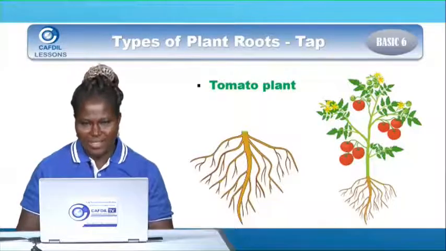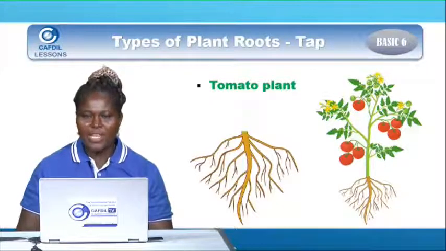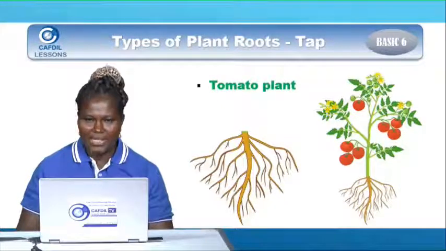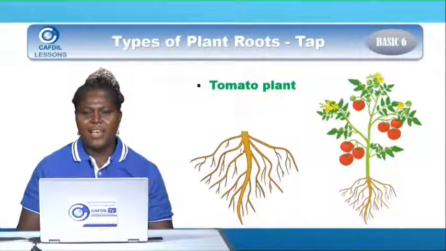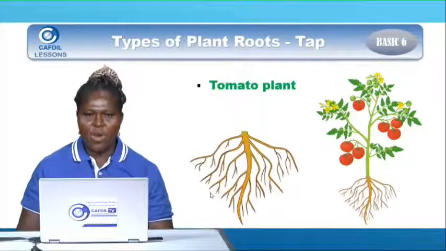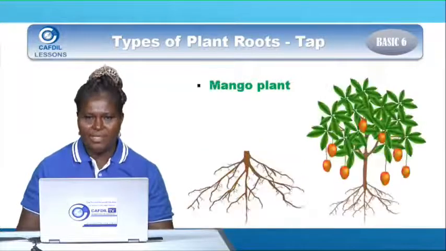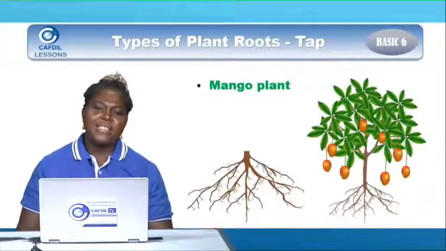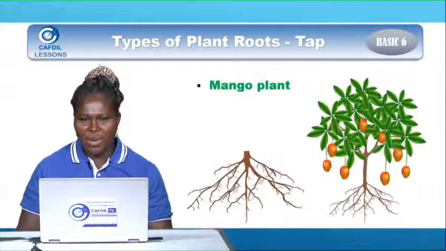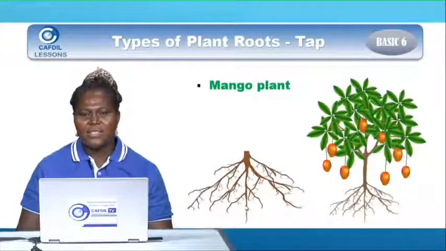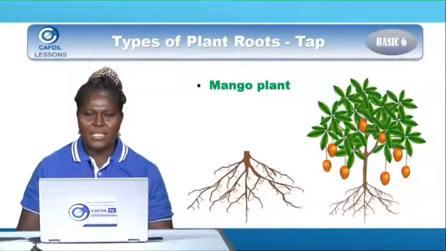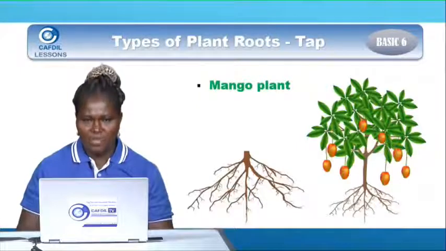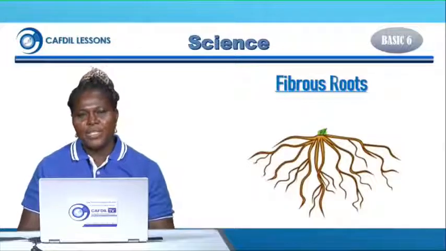And we have the tomato plant. The tomato plant also has a tap root system. It has the main root, and then the side roots, and then the root hairs. So an example of a plant with tap roots is the tomato plant. Another example of a plant with tap roots is the mango plant, as we can see on our screen. It has the main root, side roots, and then the root hairs. So the mango plant has also got the tap root system. Good. Now we have finished with the tap root system.